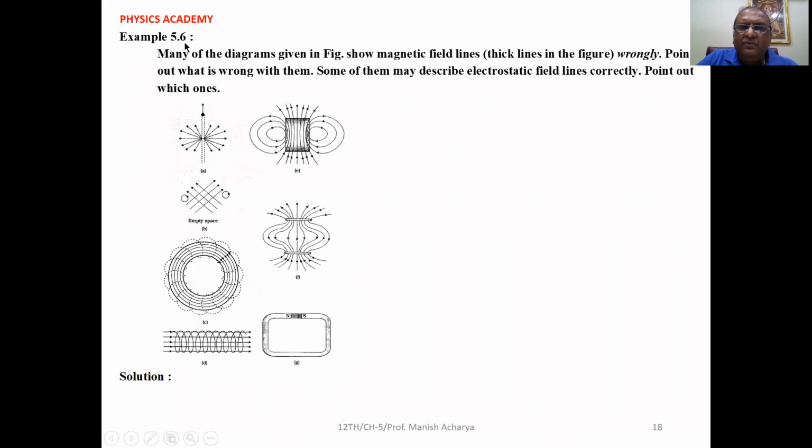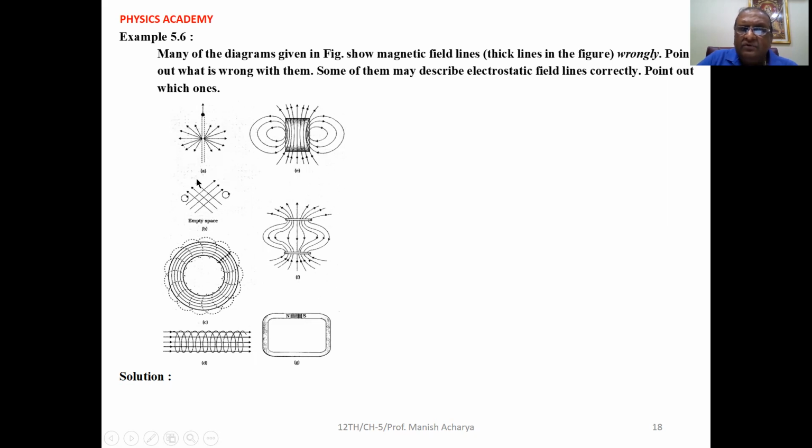Now, example 5.6. Many of the diagrams given in figure show magnetic field lines wrongly. Point out what is wrong with them. Some of them may describe electrostatic field lines correctly. Point out which one. Okay. So see this particular figure 1. So magnetic field lines are not like coming out from a single point for the current carrying conductor and are perpendicular to the conductor and straight lines. So first one, that is a wrong one.